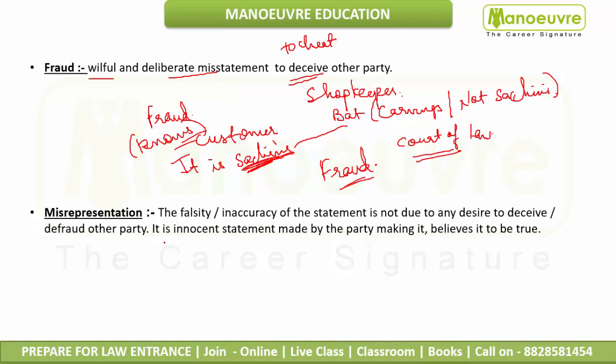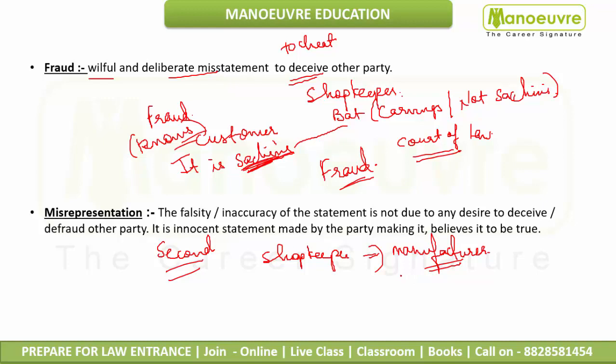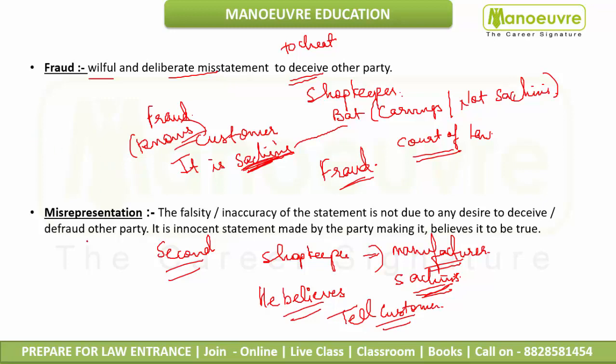But guys, in the second case, the same shopkeeper, उसने just manufacturer से खरीदा है, उसने उसको बोला है कि सचिन ने ये बैट से खेला है, it is Sachin's bat, and he believes it to be Sachin's bat, and thereby he tells the customer that it is Sachin's bat. Then what? It is not a fraud. It is not a willful misstatement. But what it will be? It will be misrepresentation of the facts.